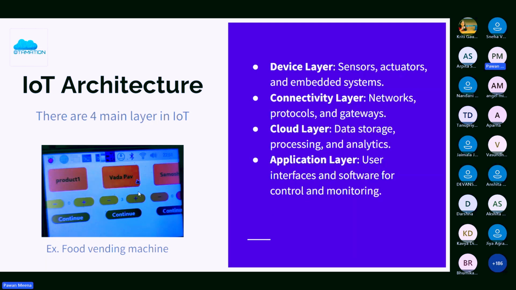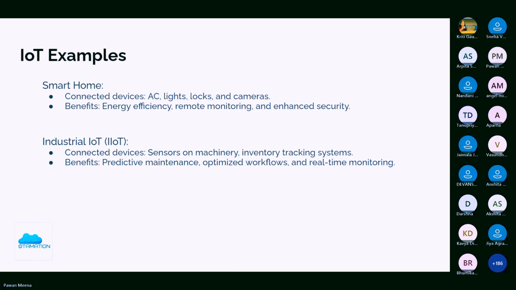You can see this application. It is a very basic application where the user can select the product and its quantity. When they click on continue, they will get a QR code. When they scan that QR code, they can take the food out of the vending machine. So this is an example where all these four layers have been used. Let's discuss IoT with some more examples.